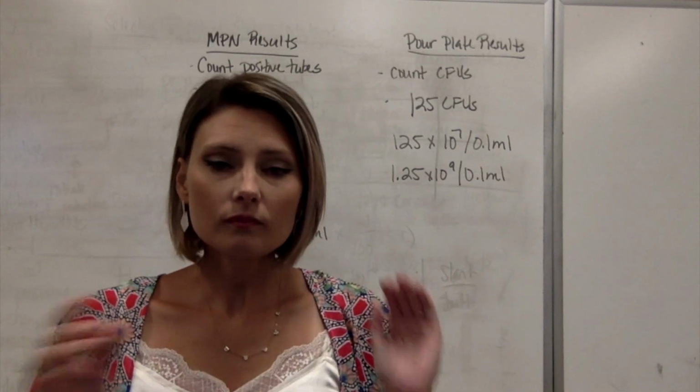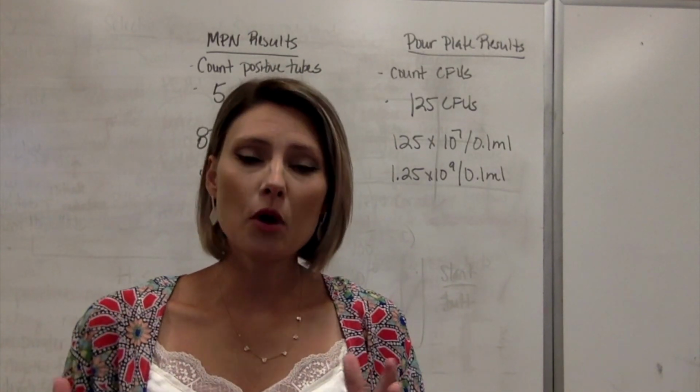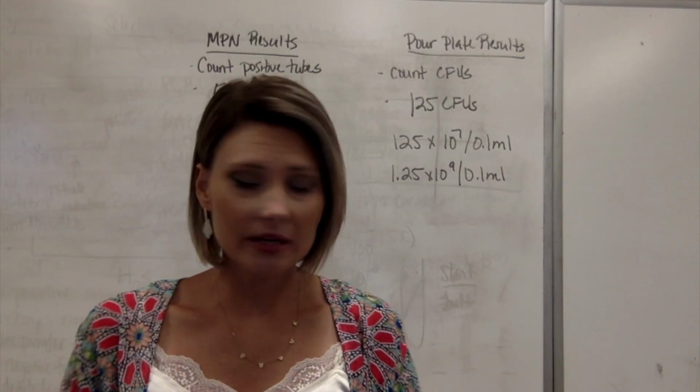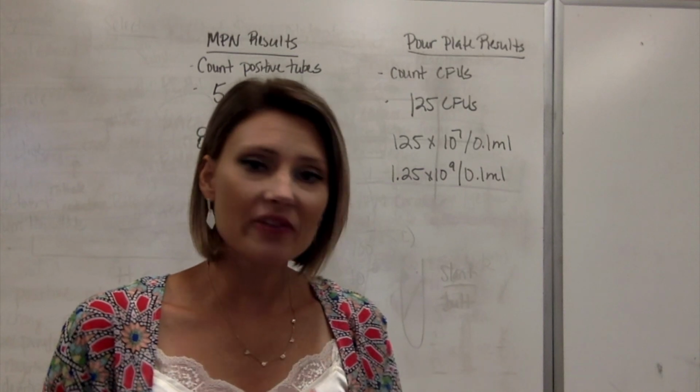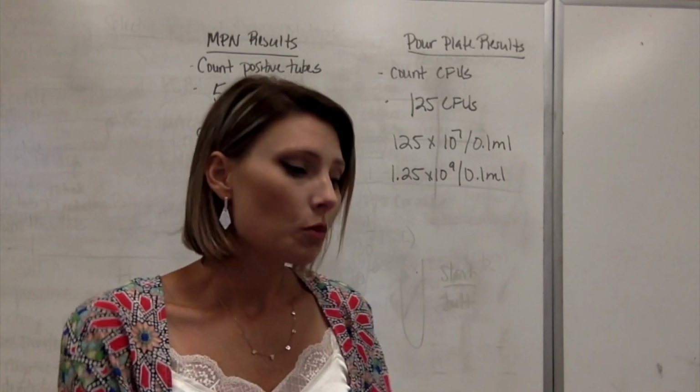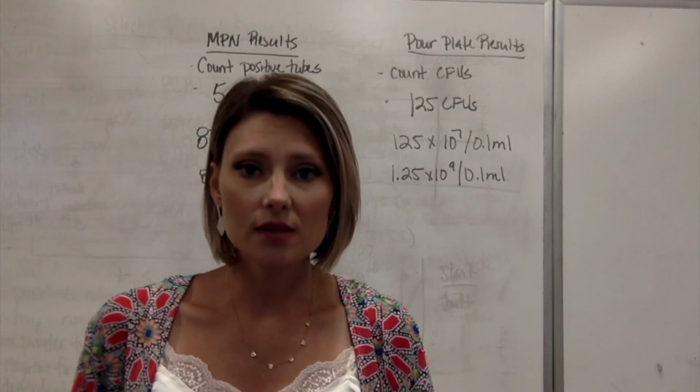So pour plates and MPNs are both ways that you can use to enumerate bacteria, and they're just 2 different methods, but they're both using serial dilution. So you have to know how to do dilutions before you know how to do the MPNs and pour plates.